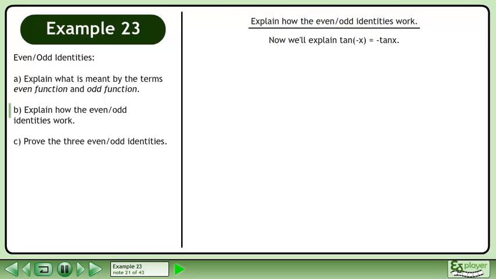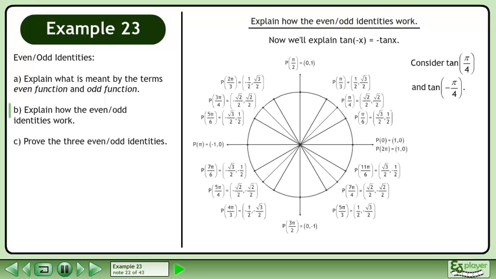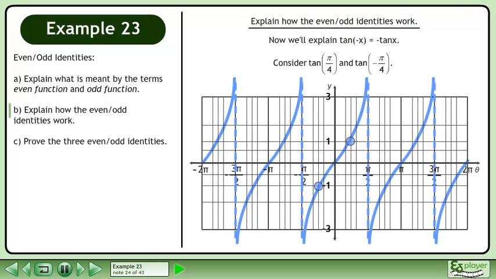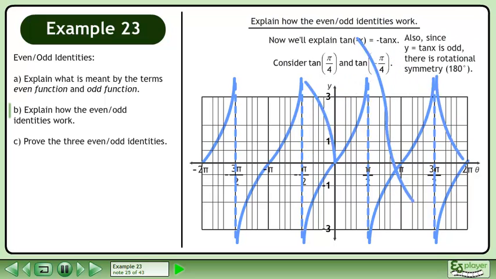Now we'll explain tan of negative x equals negative tan x. Consider tan at pi over 4 and tan at negative pi over 4. The values have opposite signs. On the graph, the tan values have opposite signs. Also, since y equals tan x is odd, there is rotational symmetry of 180 degrees.